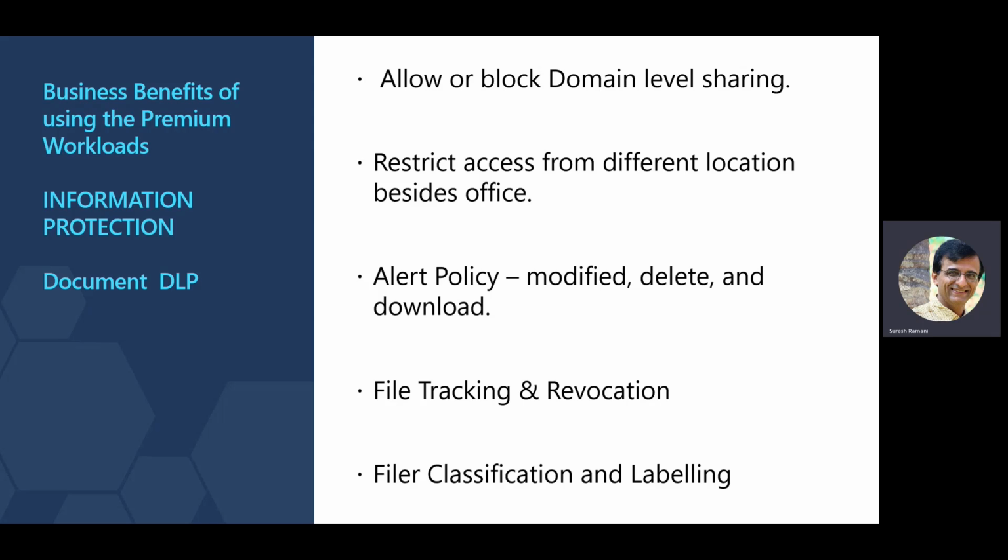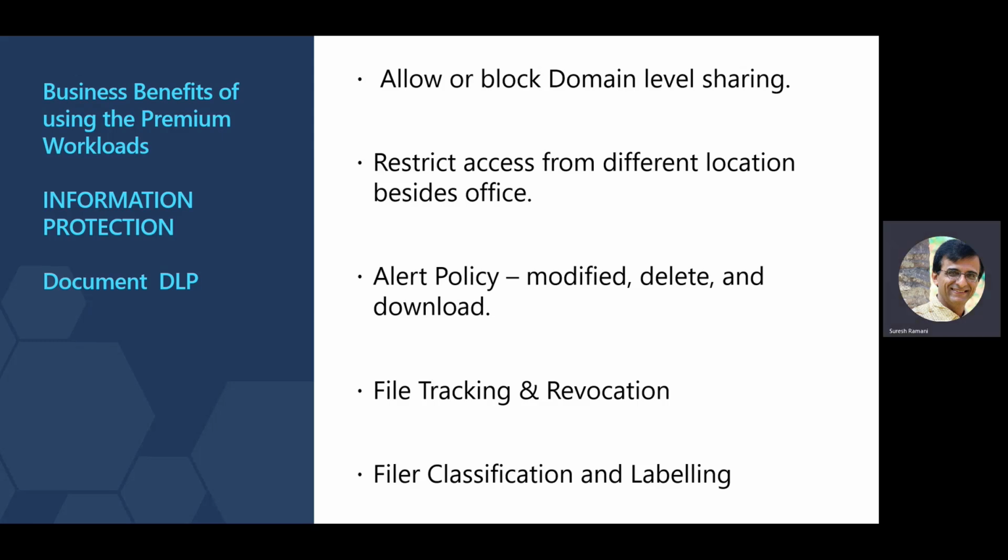Next is allow or block domain level sharing. One can put domains in allow or block list, thereby making it super difficult to leak information. Restrict access from different locations beside office. In certain regulated industries, one can specify locations from where document access is possible. Rest of the locations are blocked.